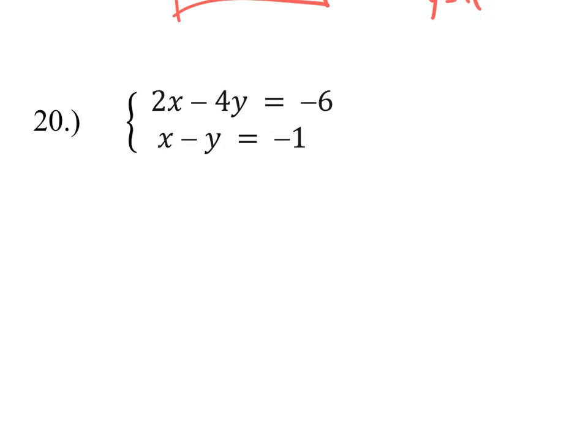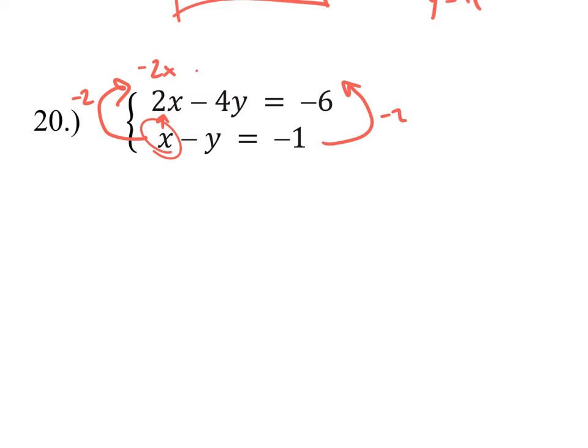Now, sometimes on elimination, when you try to add right away, nothing cancels. Those don't cancel and those don't cancel. So what you'll want to do is manipulate one of the equations so that something does cancel. I'm going to focus on canceling out my x's. So if I need this x to cancel out with a 2x, I need it to become a negative 2x. So I'm going to multiply this whole bottom equation by a negative 2.